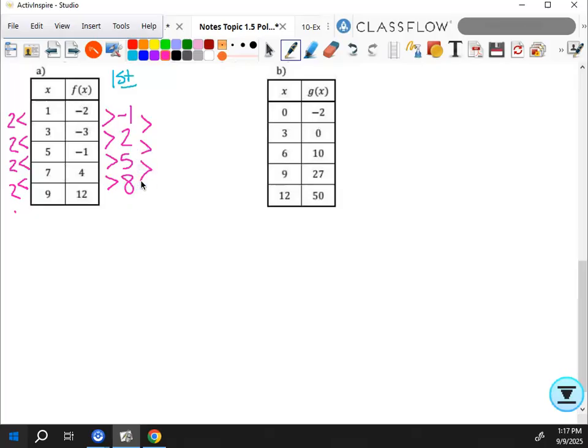2 minus a negative 1 is 3. 5 minus 2 is 3. 8 minus 5 is 3. These are my second differences.